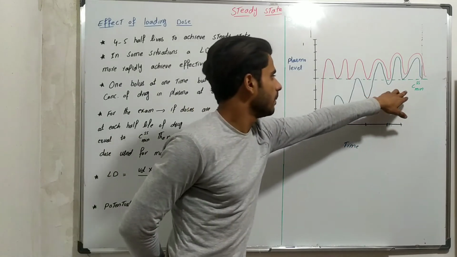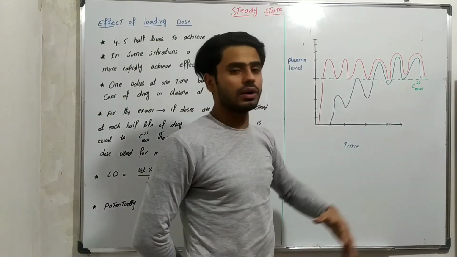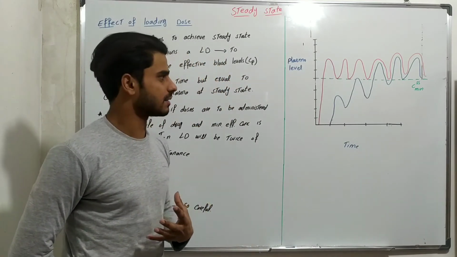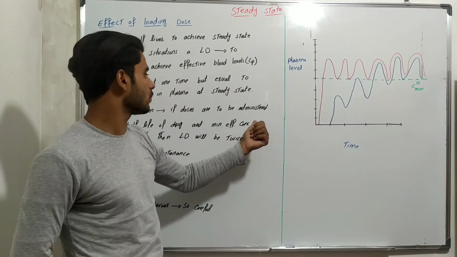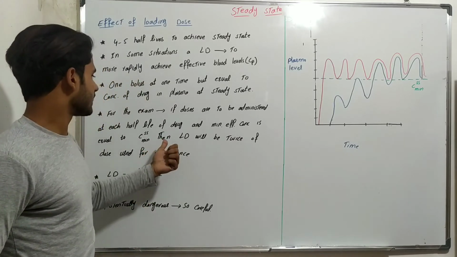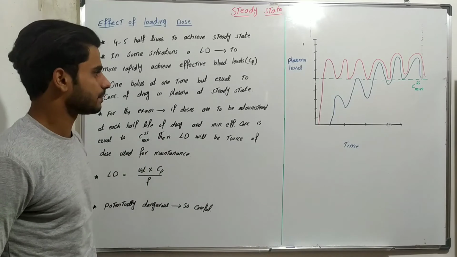You can see that minimum effective concentration must be equal to this one. So drug concentration must be so much that it can show its effects. It must be greater than the minimum effective concentration or equal to the minimum effective concentration. Then after that, the loading dose will be twice the dose used for maintenance.